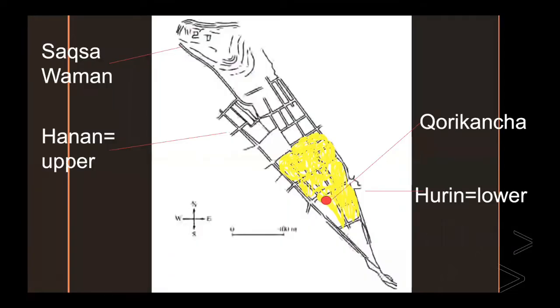So I would label this on your note page. You have Sacsayhuaman, which is the picture we have on the bottom right, but that is at the head of the puma. And then your city is divided.